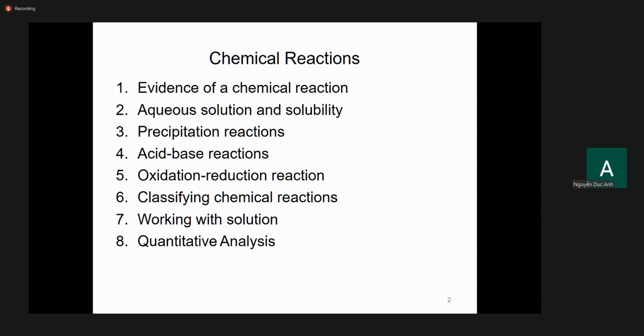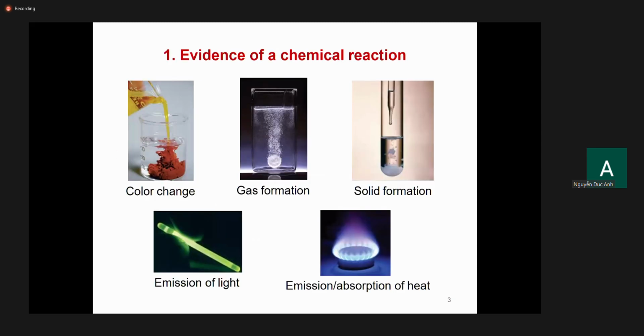Okay, and then there is some information when you work with a solution and the quantitative analysis. Okay, so there are a lot of topics we have to discuss, but it's not so difficult like when Fong introduced you to the molecular orbitals, for example, right? Okay, so let's move to the evidence of chemical reactions.